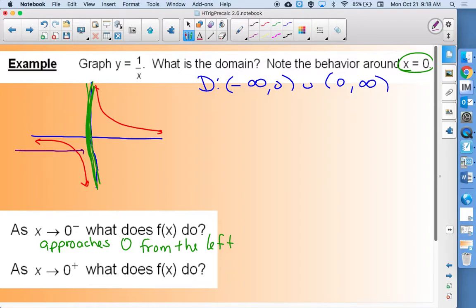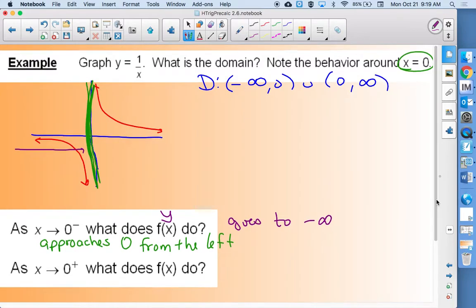So here's the left. We're getting close to 0. It says, what does f of x, or what does y do? It decreases. It goes down. It approaches -infinity. Any of those words that you want to use. But if I'm getting closer and closer and closer to 0, my y value is going down. So what does y do? We could say it goes to -infinity. So if I'm on the left and I'm getting closer to 0 from the left, the graph is going down to negative infinity around that line.